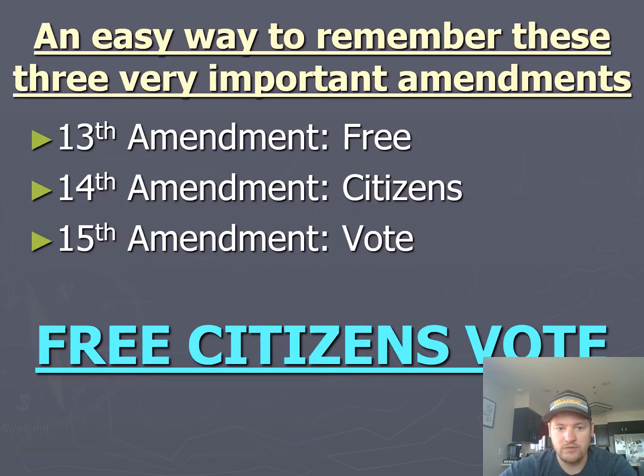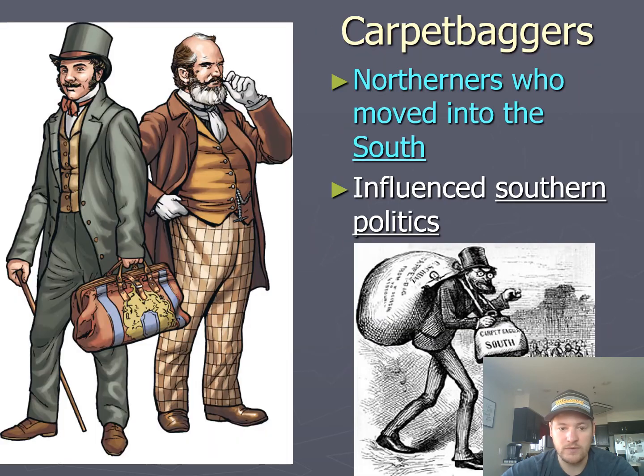So we went through different amendments. The easiest way for me to remember the 13th, 14th, and 15th Amendments is saying "free citizens vote." 13th Amendment, all former slaves are free. 14th Amendment, all African Americans can become citizens, and the 15th Amendment allows everyone over the age of 18 to vote, particularly focusing on former slaves.